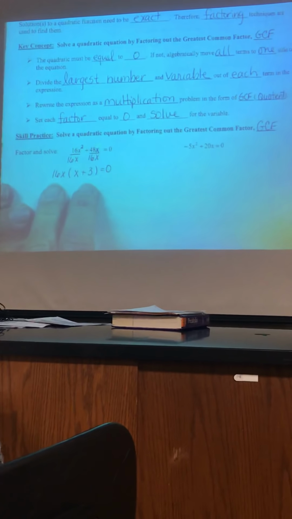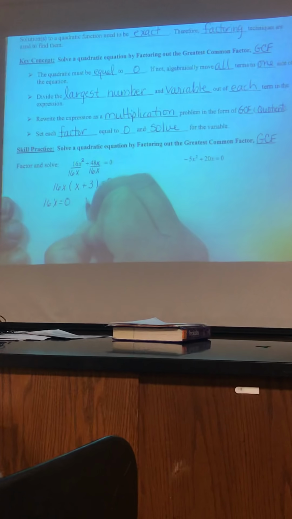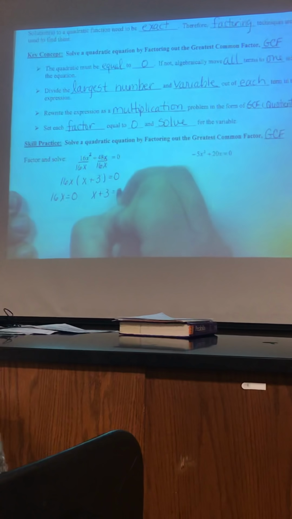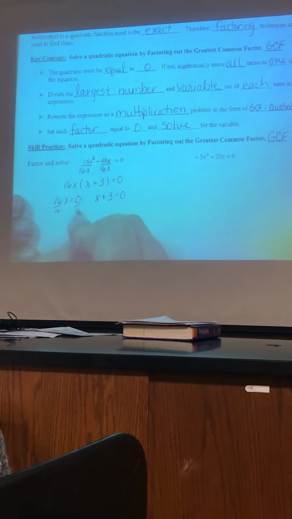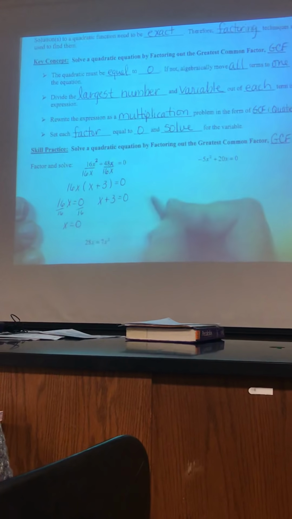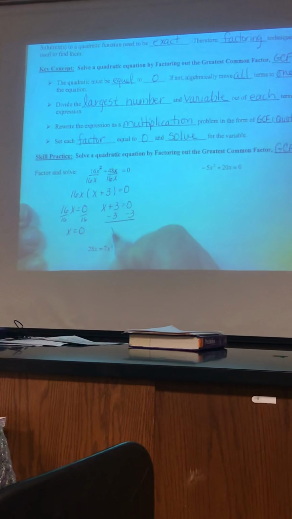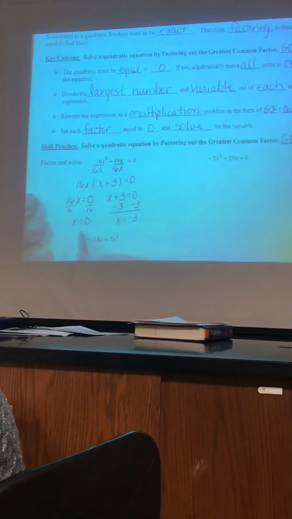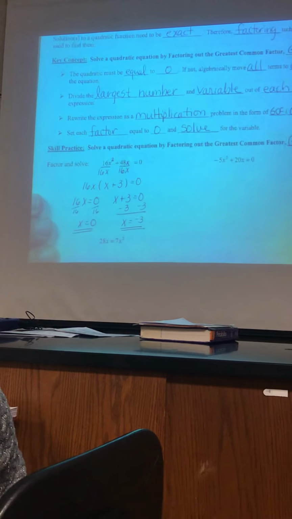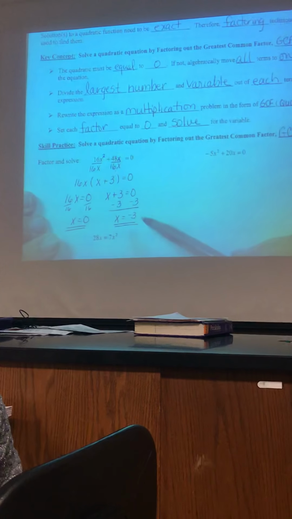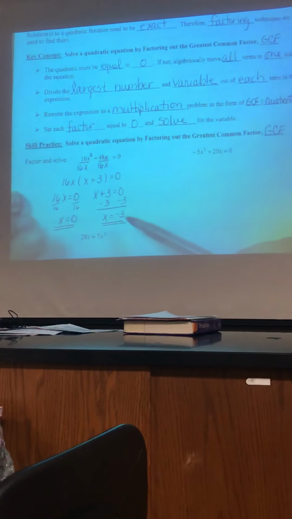I'm going to set each of those equal to 0 and solve for my variable. So I would divide by 16 to get x equals 0. And on the other one, I would subtract 3 to get x equals -3. These two numbers are where my quadratic will cross the x-axis. So these two numbers are called the solutions, they're called the roots, and they're called the zeros.